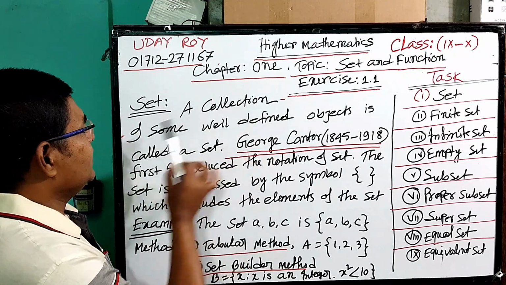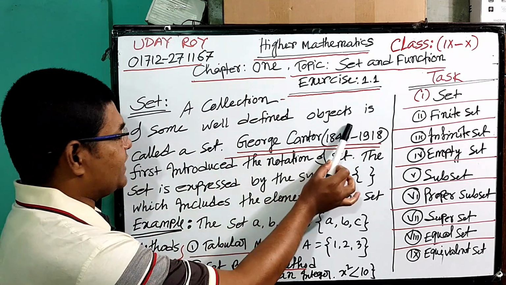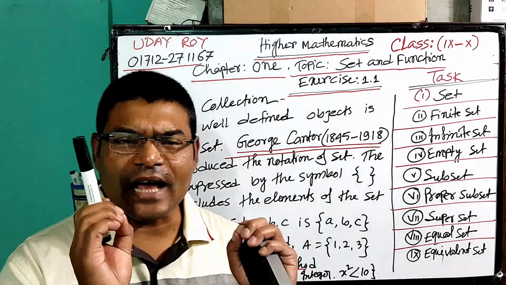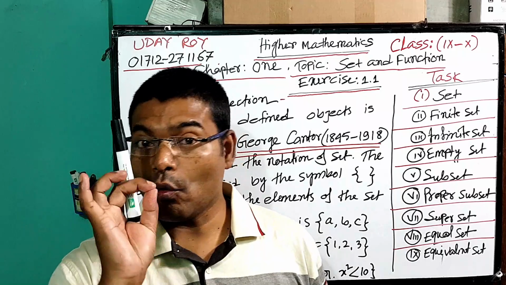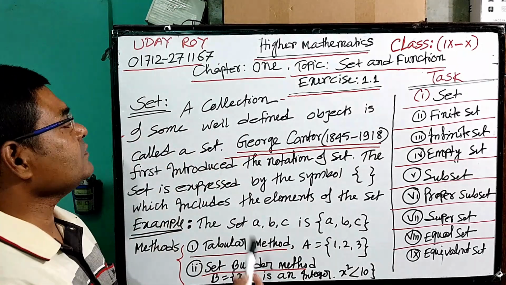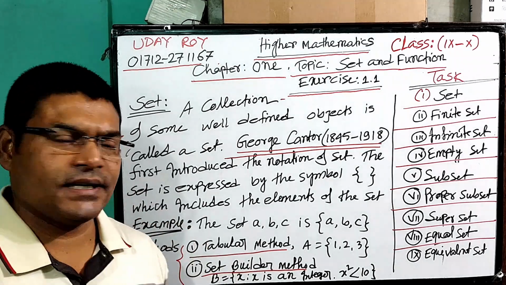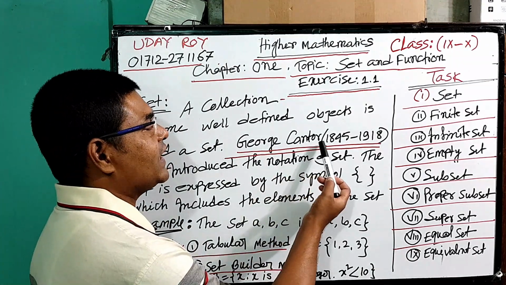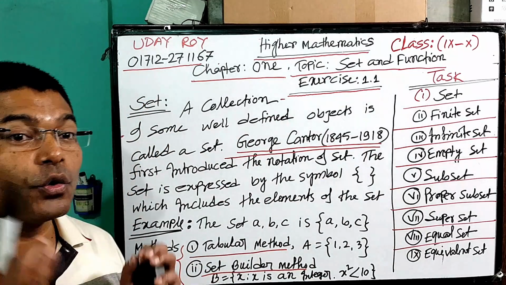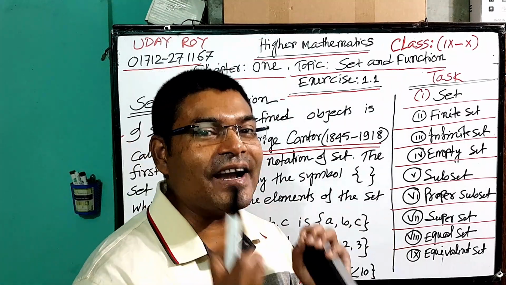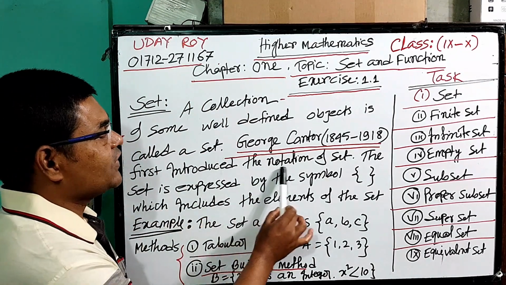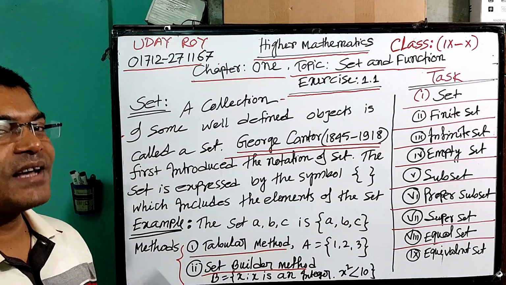A collection of some well-defined objects is called a set. Who invented set? George Cantor, 1845 to 1918. George Cantor first introduced the notation of set.